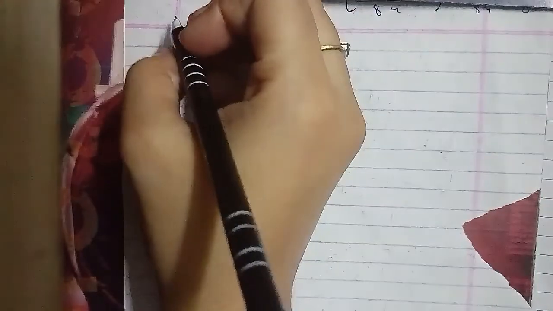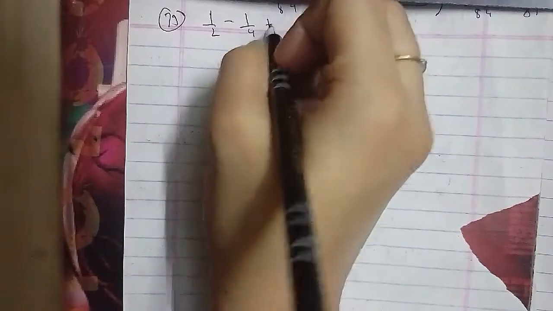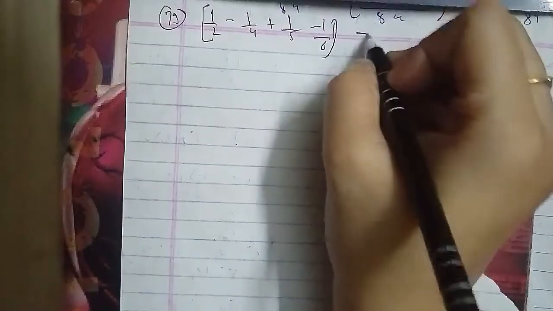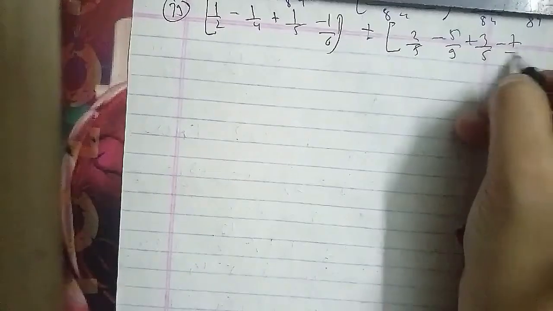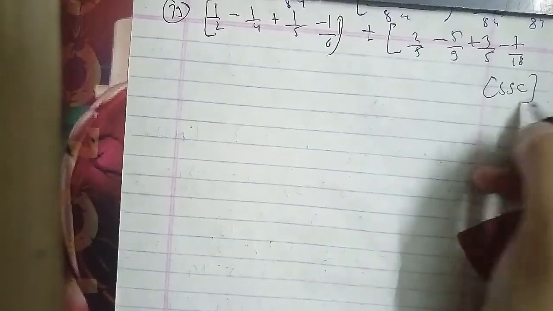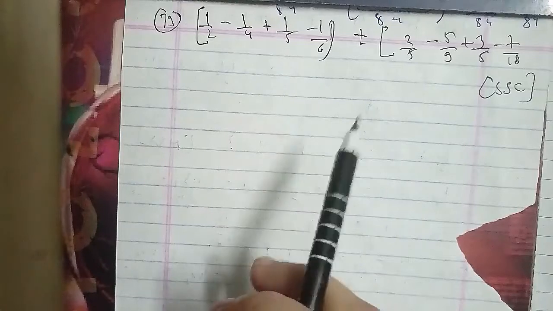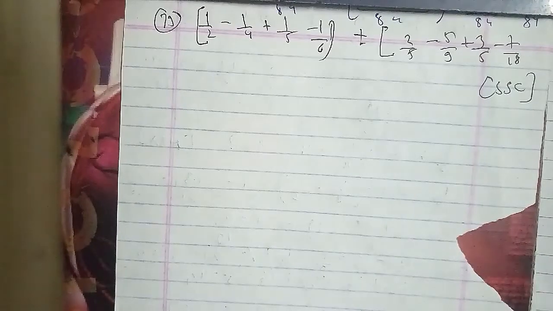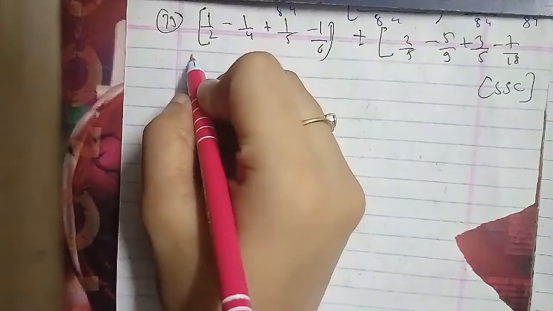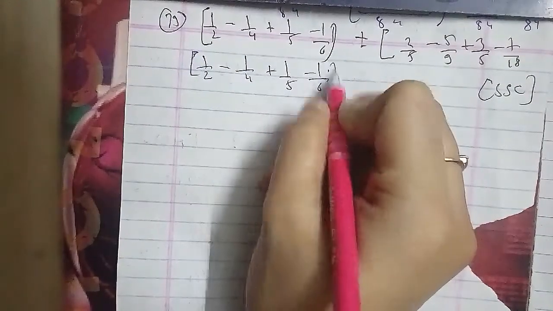1/2 minus 1/4 plus 1/5 minus 1/6 upon 2/5 minus 5/9 plus 3/5 minus 7/18 equals (30 minus 15 plus 12 minus 10)/60, upon 2/5 plus 3/5 minus 5/9 plus 7/18, which equals 17/60. Then 1 minus 17/60 is equal to 17/60 into 18, that is equal to 51/10.